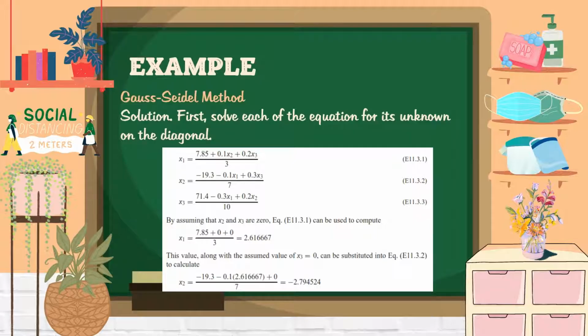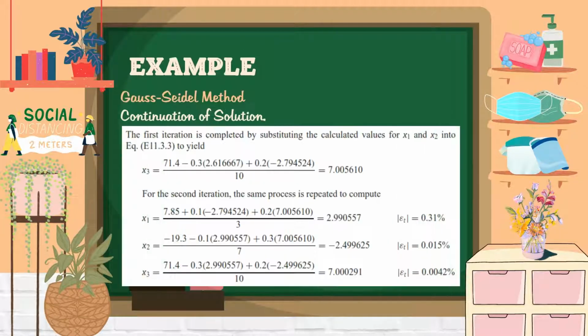First, solve each of the equations for its unknown on the diagonal. So, by assuming that x sub 2 and x sub 3 are 0, we will be able to calculate x sub 1. So, the value of x sub 1 along with the value of x sub 3 as 0, we will be able to substitute it to this particular equation and get the value of x sub 2. And for the next process, the first iteration is completed by substituting the calculated values for x sub 1 and x sub 2 into the given equation.